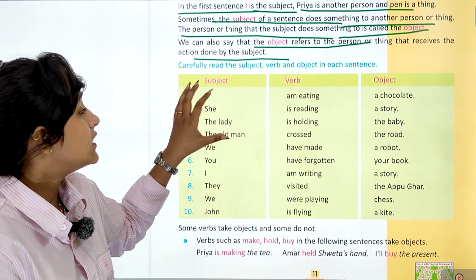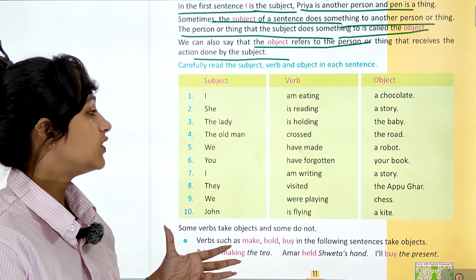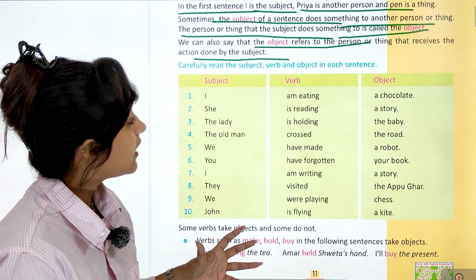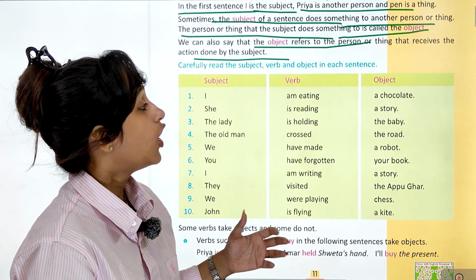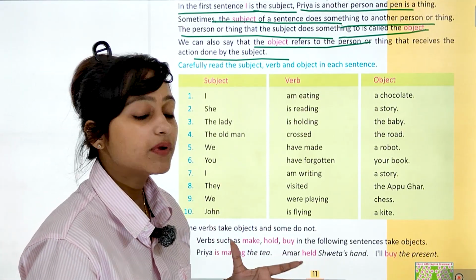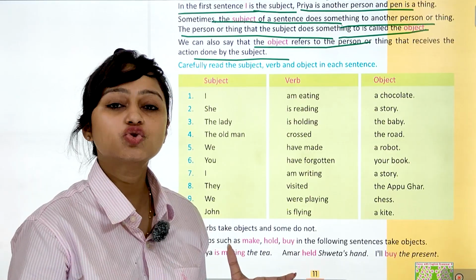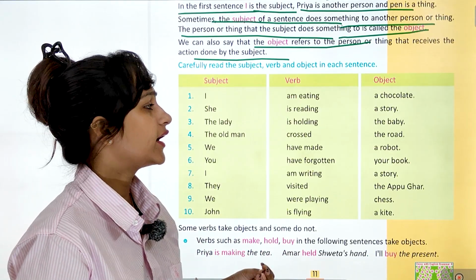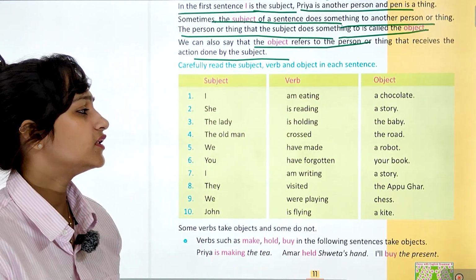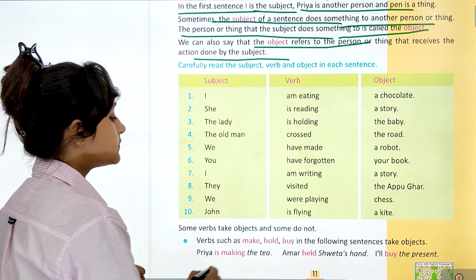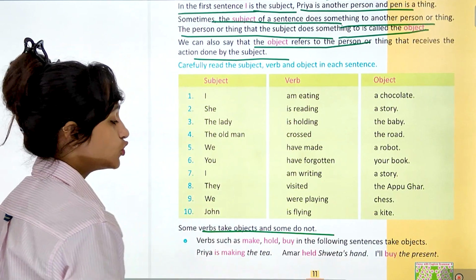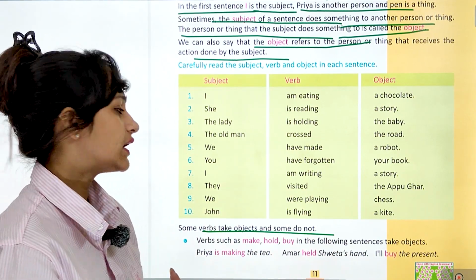So here, आज subject क्या है? I, she, मतलब जो कर रहा है. Verb क्या है? जो चीज हो रही है. Object क्या है? किस चीज के रिगार्डिंग, किस चीज को कुछ चीज हुई है. Like अब chocolate, a story, the baby, the road and many others. Some verbs take an object and some do not. कुछ verbs object लेती है और कुछ नहीं लेती.